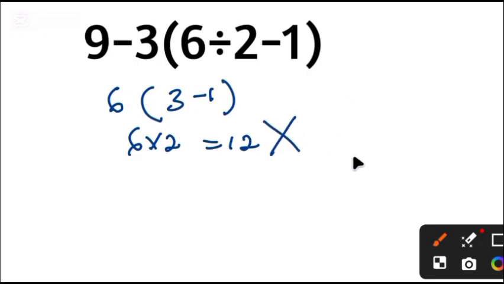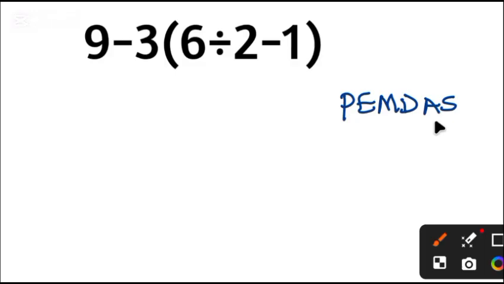because according to the order of operations called PEMDAS, P here stands for parentheses. We begin with the one in parentheses. E stands for exponent, something like 2 squared. M and D stand for multiplication and division. You evaluate from left to right.